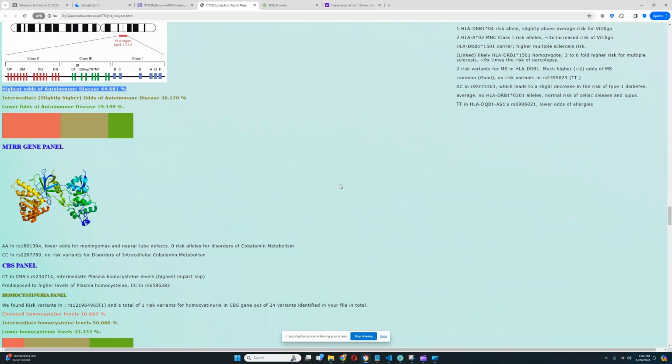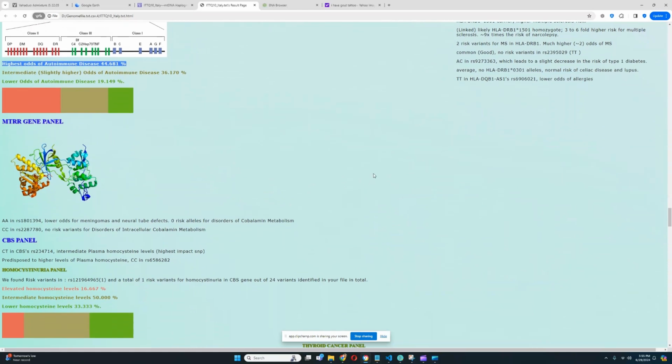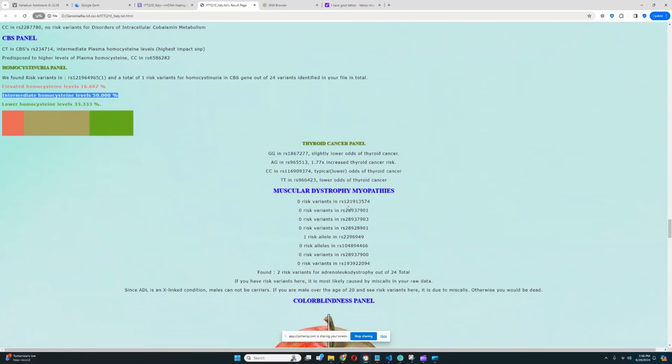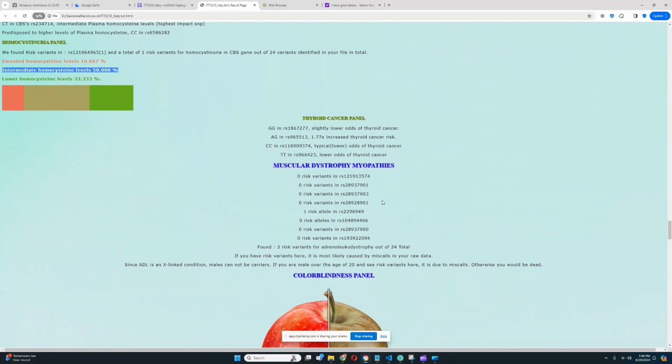All right. For the MTRR gene, looks like he has no risk variance for disorders of intracellular cobalamin metabolism. Really good to see. And for homocysteine panel, looks like he has intermediate homocysteine levels. Really good to see. All right. For muscular dystrophy myopathies, no risk variance for that. And he's got 2 risk variants for adrenoleukodystrophy out of 24 total.